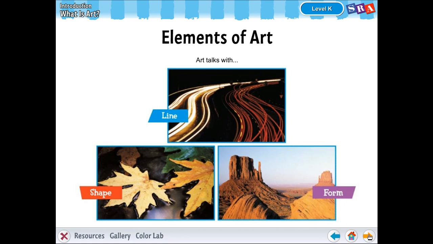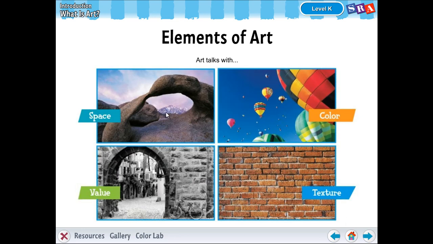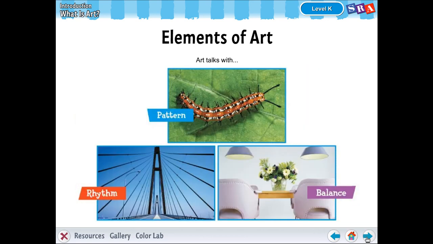Now we talk about the elements of art. We've talked about lines. Art has different types of lines because you have to have lines when you make art. Art has different types of shapes, and we've learned about shapes. Art has form. Art is space, meaning things can go inside and outside and around. Art talks about color. Art also talks about value. Value is how light or dark something is, okay? And texture. Remember we talked about texture? Texture is how something feels.